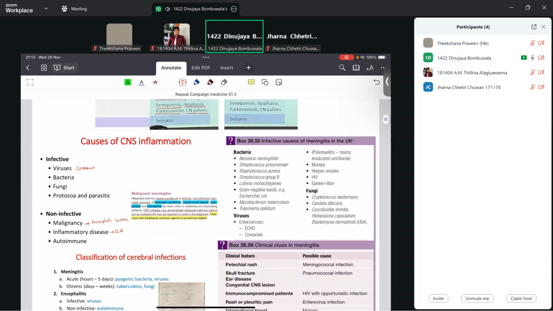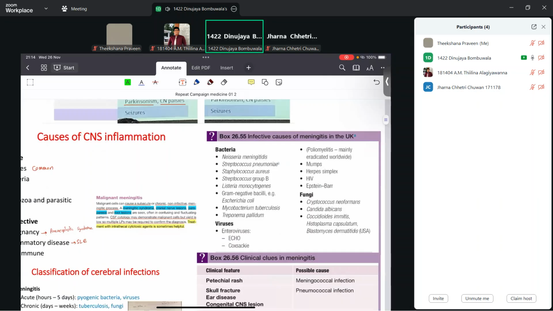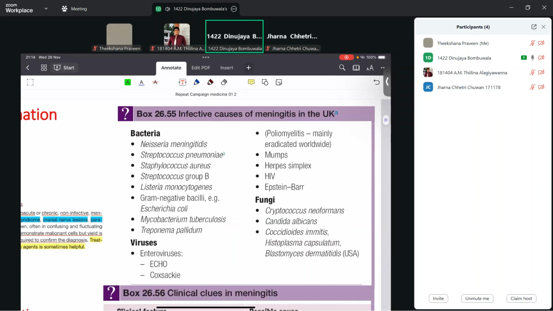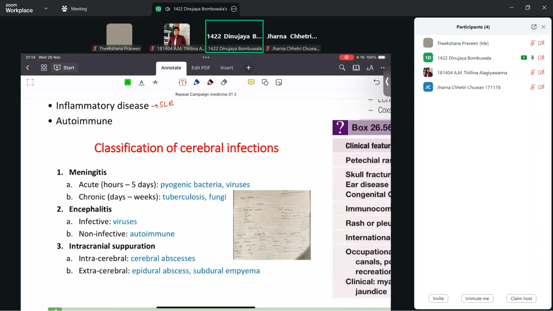Some inflammatory diseases like SLE can also cause CNS inflammation, and so can autoimmune conditions like NMDA receptor antibody autoimmune encephalitis. The causes are not asked directly because they are straightforward, but we can broadly categorize the infective causes as bacterial, viral, and fungal. Meningitis can also be categorized according to the onset of symptoms, like acute or chronic.